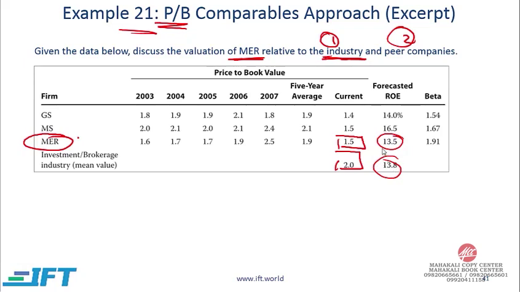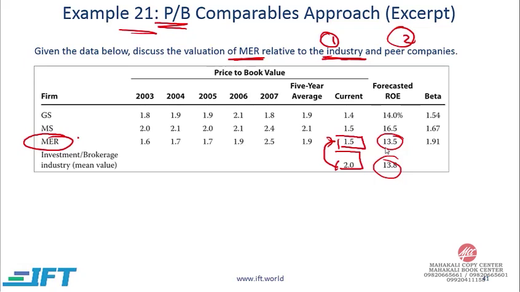So it does have a slightly lower ROE, but if you really think about it, the price to book is substantially lower than the industry value of 2. But the ROE is only marginally lower. So we can say that based on this information, it appears that MER is relatively undervalued compared to the industry.